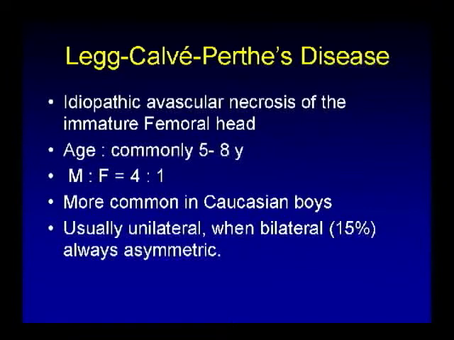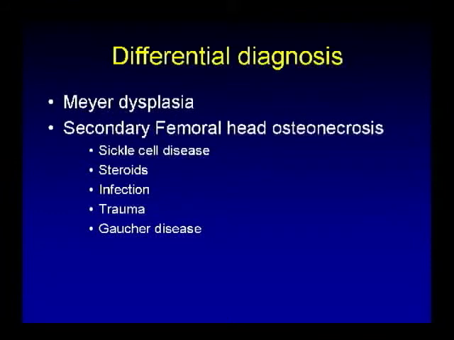So whenever you have a case of bilaterally symmetric avascular necrosis, you should think of systemic causes like steroid use and sickle cell disease. Other causes of unilateral avascular necrosis would be in differential as well. That would include infection, trauma, and infiltrative disorders like Gaucher disease.